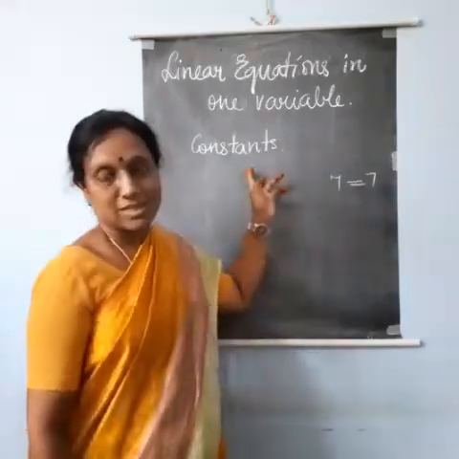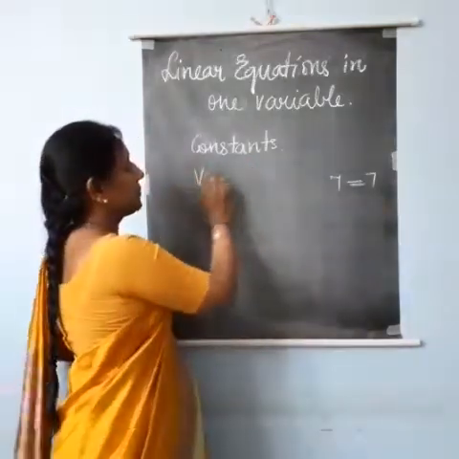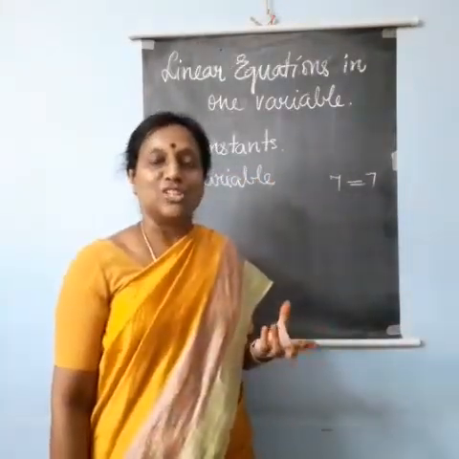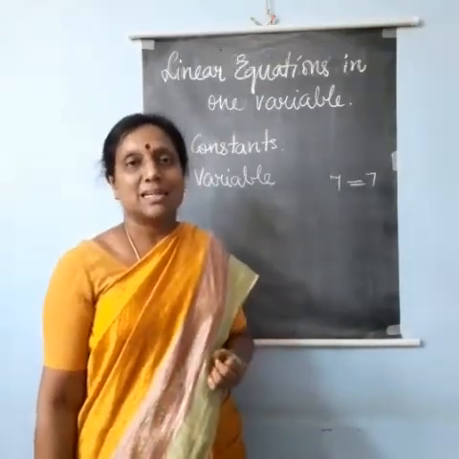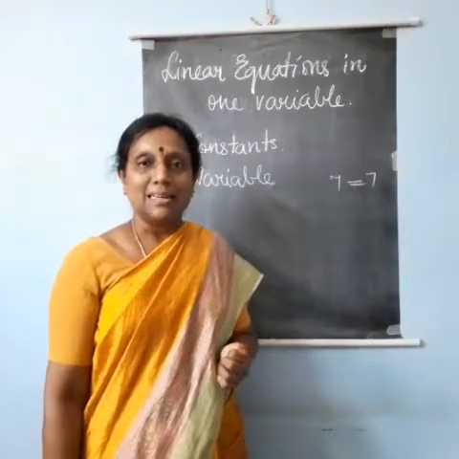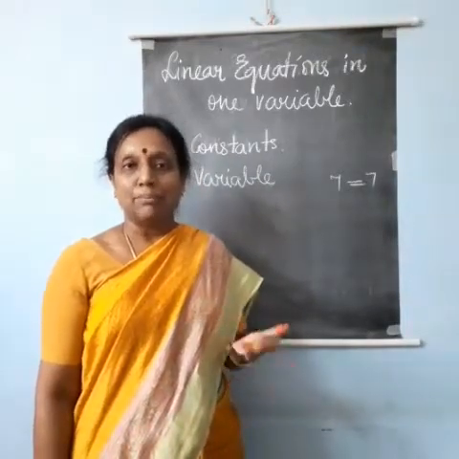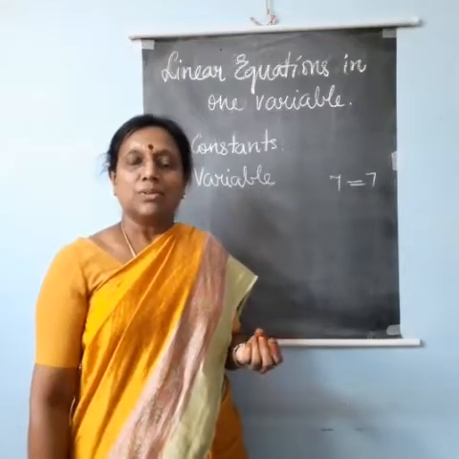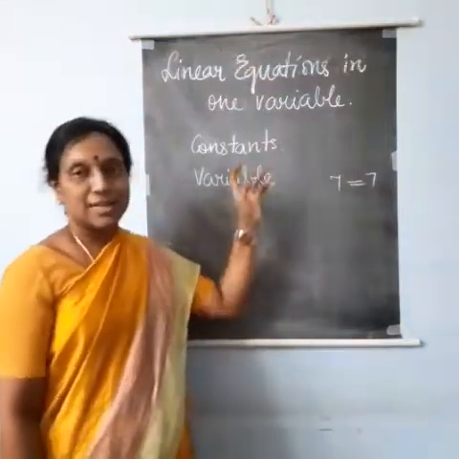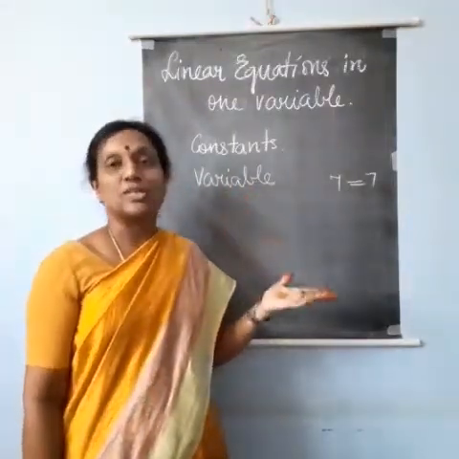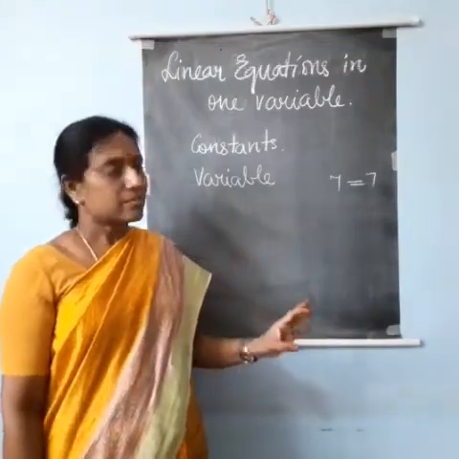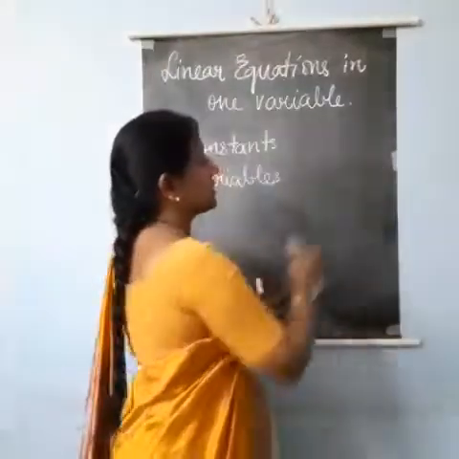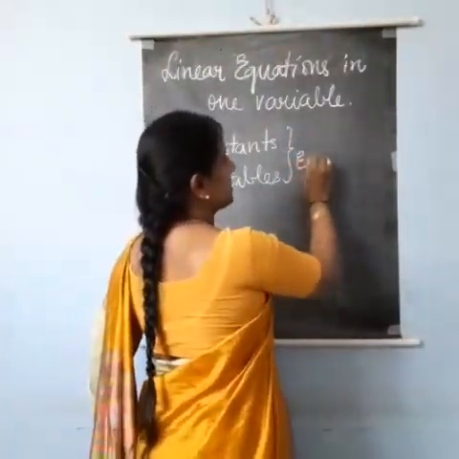So, those are constants. Now, what is a variable? A variable is a term whose value changes according to the circumstance. Variables are denoted by letters of the alphabet like A, B, C or P, Q, X, Y, Z, whatever. So the values of constants will not change, and the values of variables will change according to the situation. Now, constants and variables together form expressions. What do they form? Expressions.